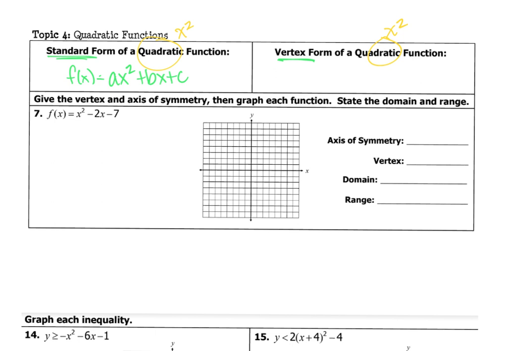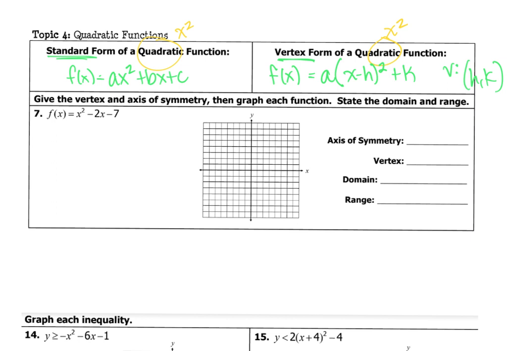Vertex form usually, almost always, has parentheses. It's in the form f of x is equal to our a value times x minus h squared on the outside of the parentheses and then plus k. Where our vertex is, okay, it doesn't say that on here, but the vertex comes from the h and the k values. Take the opposite of what's inside with the x. The k value is the y value of the vertex, and it stays the same.